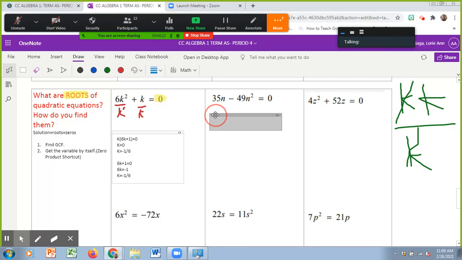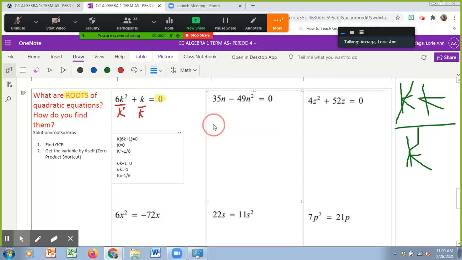So, what's the GCF of 35 and 49 just by looking at them? Remember, just by looking at them. So think in your head, what do they have in common? Like 35. What two numbers when I multiply gives me 35? And n also, very good, Christian. So they have n in common.